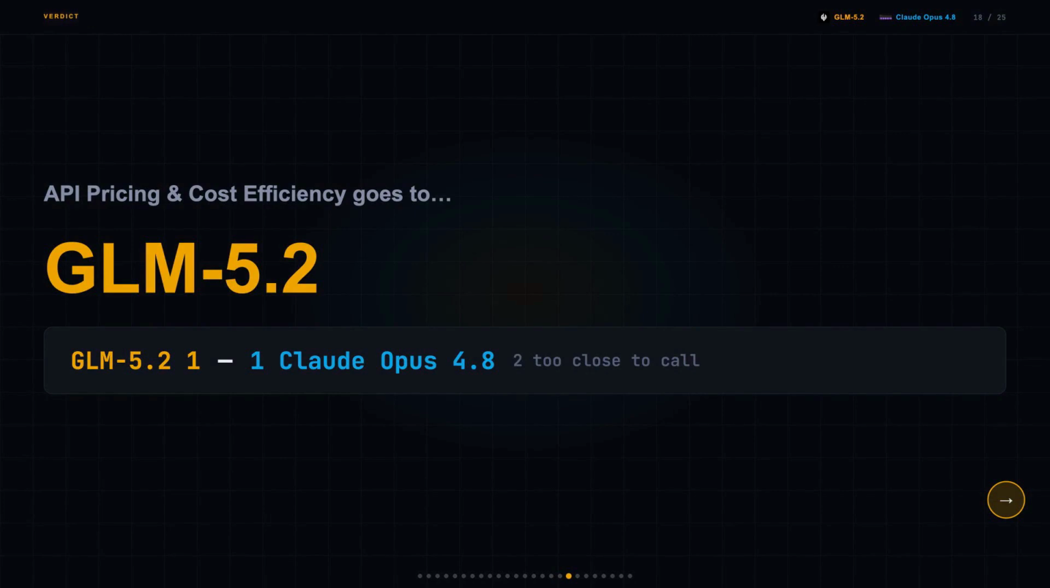I knew it'd be cheaper, but 5.7 times cheaper on output tokens was not what I expected, and GLM wins because the cost gap is massive and verified across multiple sources. Scoreboard now reads GLM 5.2 1, Claude Opus 4.8 1, 2 tied.